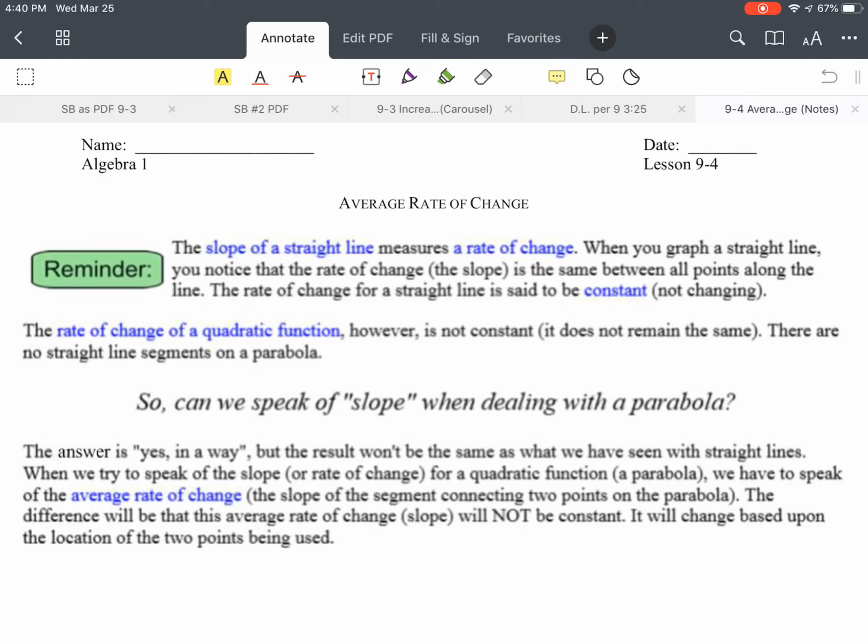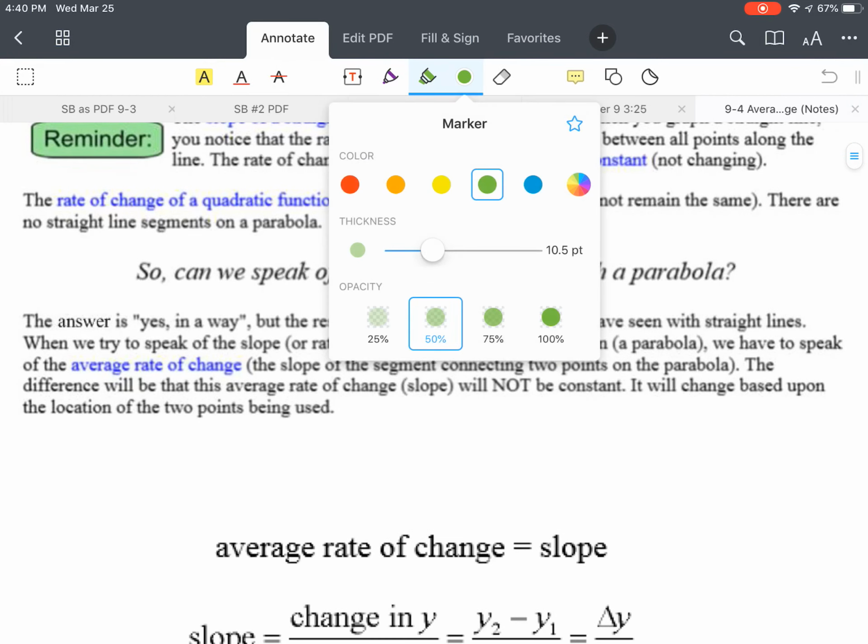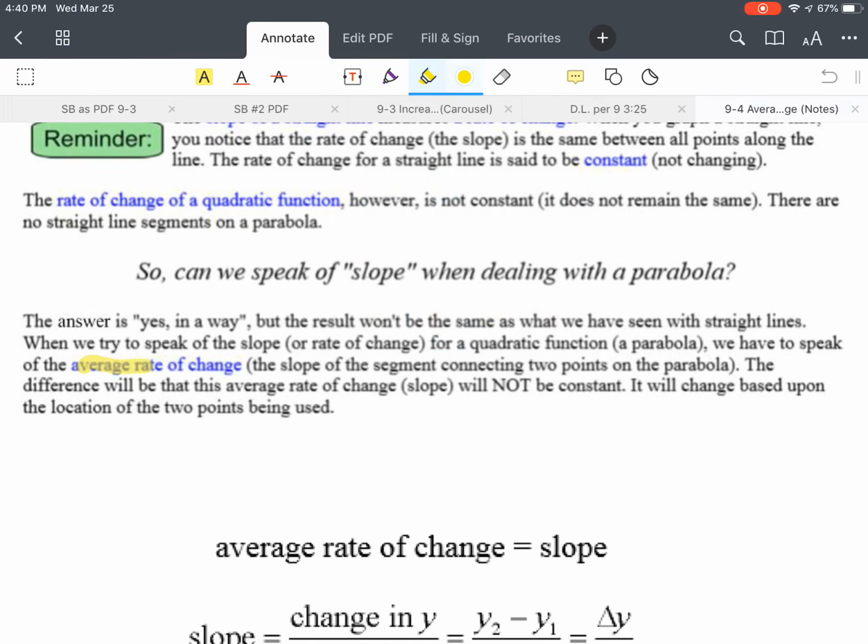Okay, so we are going to talk about the average rate of change. The average rate of change, I'm just going to skip to the important stuff here, is the slope of the line segment connecting 2 points on a parabola, or 2 points on any graph. Okay, so we've done average rate of change before for a line. Average rate of change for a line is the slope. It's pretty much the same thing when we're talking about a parabola.